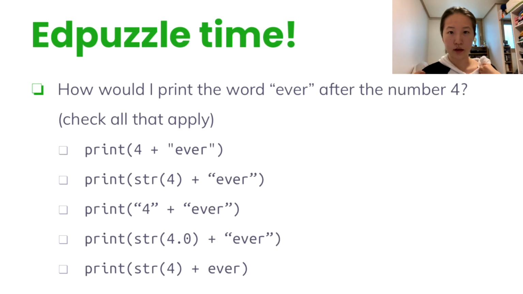Okay, so since we just went over all 4 operators that we're going to cover today, let's try doing some problems. So the first problem is, how would I print the word forever by putting ever after the number 4? So I want to print 4ever. Let's just check all that applies. Try pausing the video here and see if you can figure this out on your own.